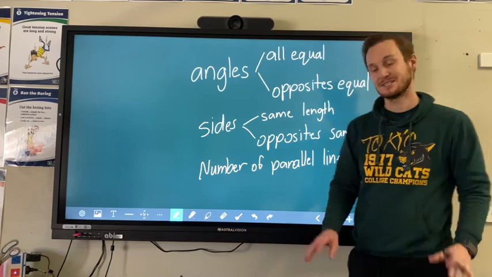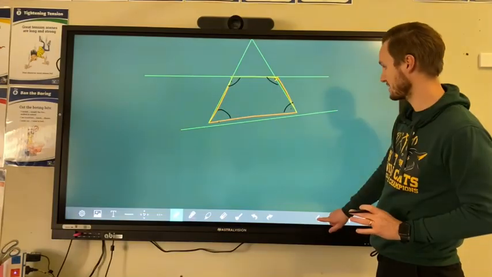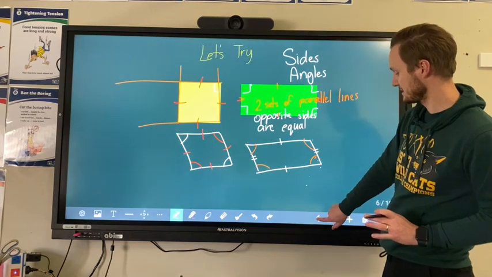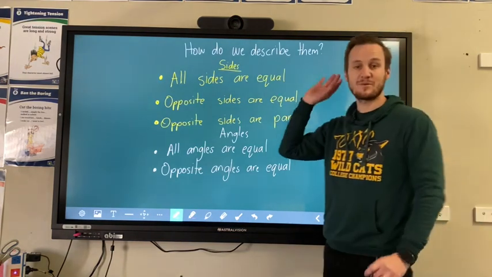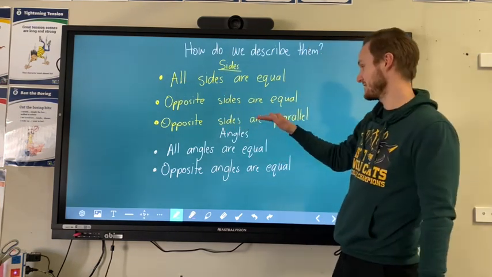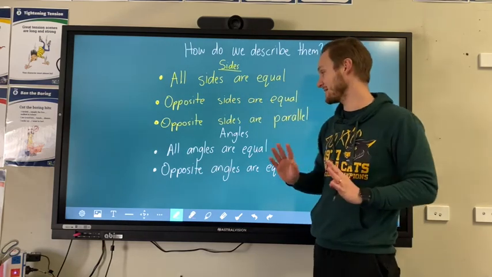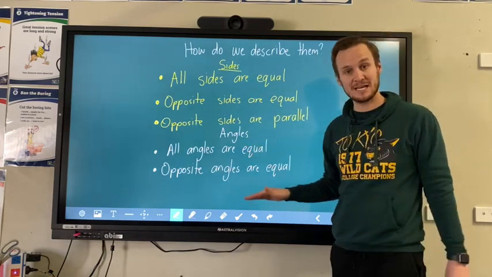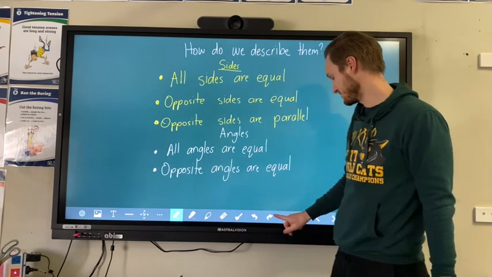Okay, so once again, if we go back to the start, are all sides equal? Are the opposite sides equal? Are the opposite sides parallel? Remember, parallel lines are 2 lines that never meet. With the angles, are all the angles equal, or are the opposite angles equal, or some of them, nearly none of them equal?